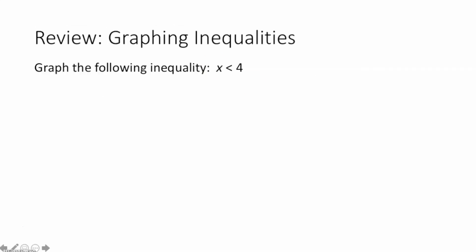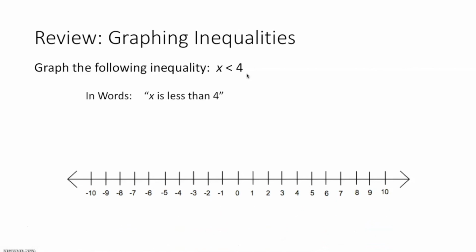Let's also review how to graph inequalities. So we're going to graph this following inequality right here. So the first thing I want you to do is say it in words. X is less than 4. That gives you an idea about how we're going to graph it. Next, in order to graph it, the first thing we need to do is decide, are we going to have an open or a closed circle? Well, since there's no equal sign underneath, we know it's going to be an open circle at 4. So we go to 4 on our number line and we put an open circle.